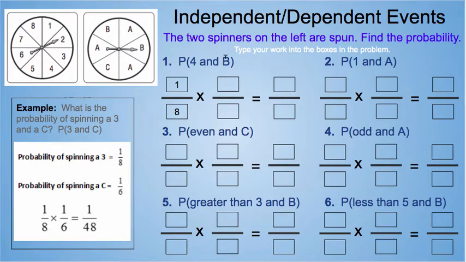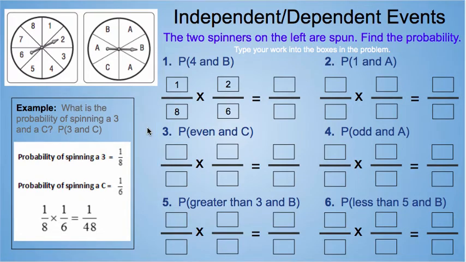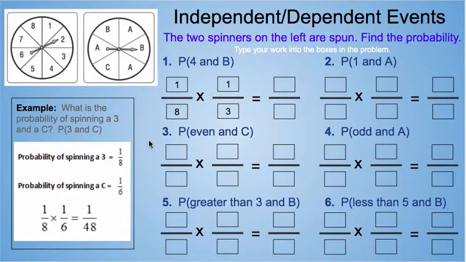Then for the next one, probability of getting a B. Well, there are 2 B's out of 6 possibilities. But then remember, you always want to simplify your fractions, either at the beginning, right away, or after you do your multiplication. So 2/6 could simplify to be 1/3. And then I go ahead and multiply.